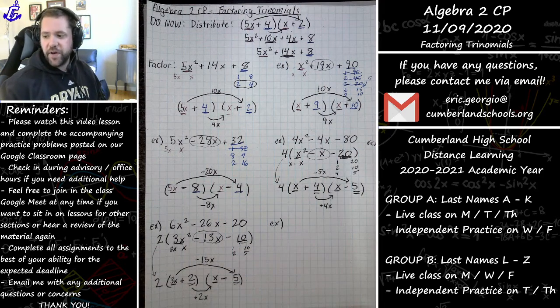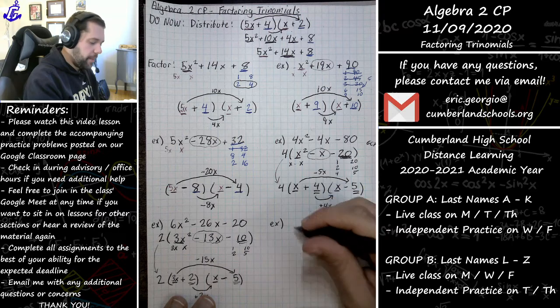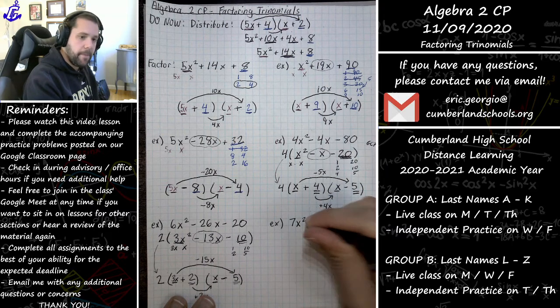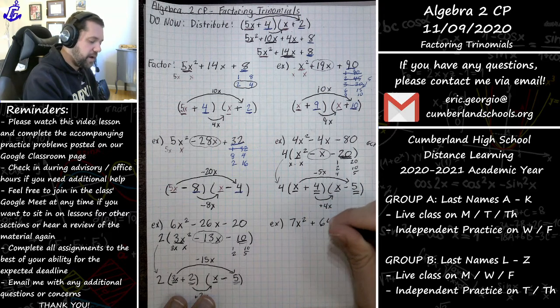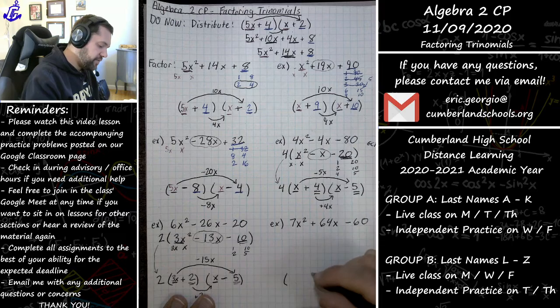No GCF, no funny business in this one. Ready? Something like this. If I have 7x squared plus 64x minus 60. Big numbers, but no GCF. Okay? We want to break this down to two sets of parentheses.